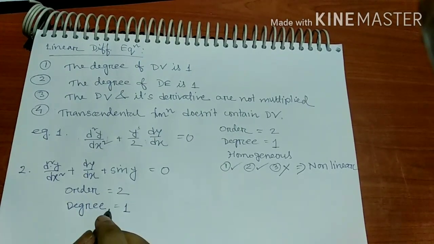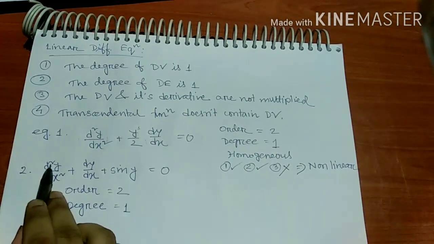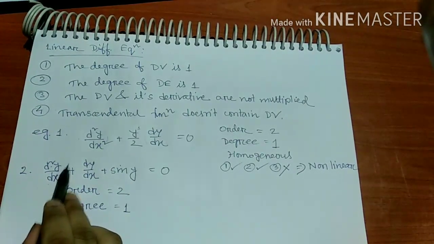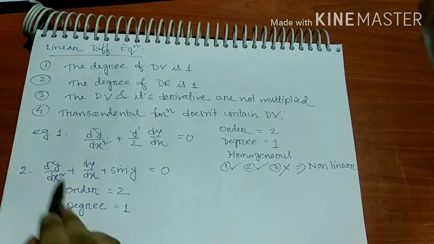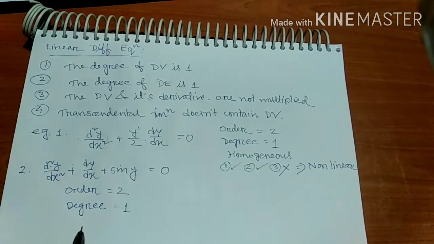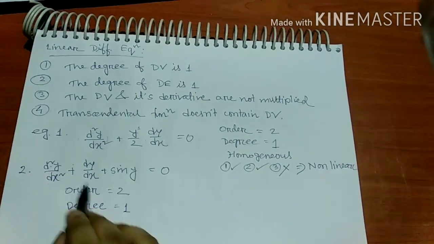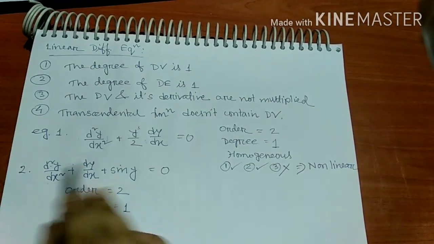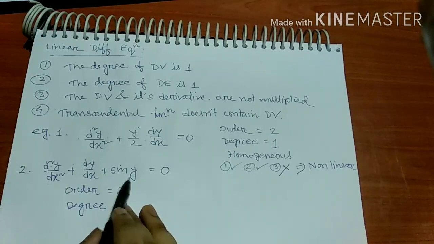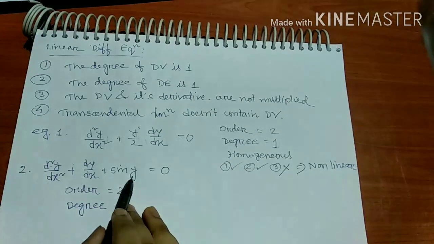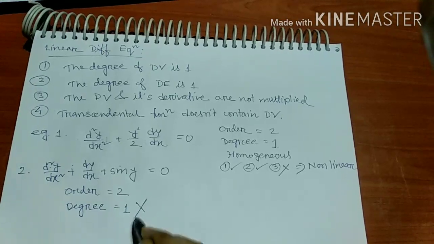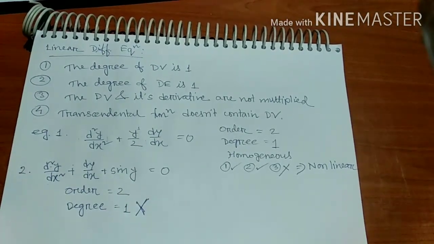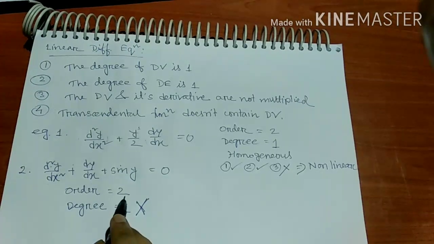right? Why is degree 1? Degree is 1 because the highest order derivative is 2, and the power of this term is 1. So degree will be 1, right? No, that is wrong. If you watched my previous lecture, then you can see the differential equation must be capable of being expressed as a polynomial. Here the dependent variable is inside a transcendental function. So degree is not defined. Degree is not defined. Here order is 2.